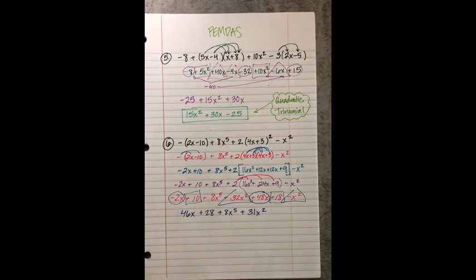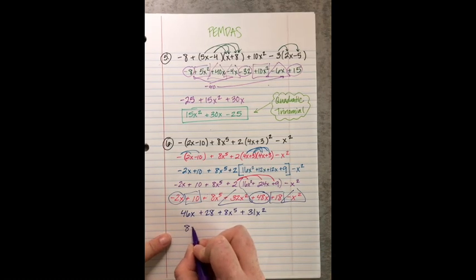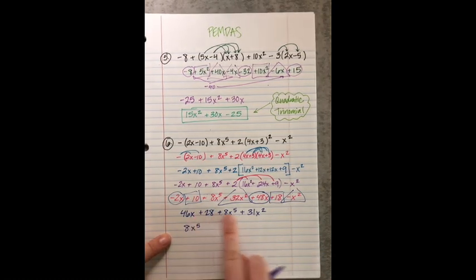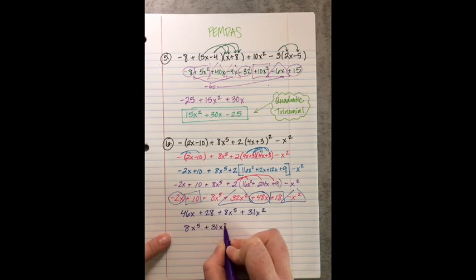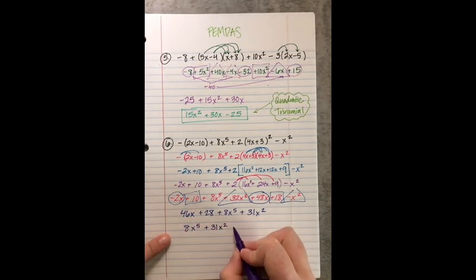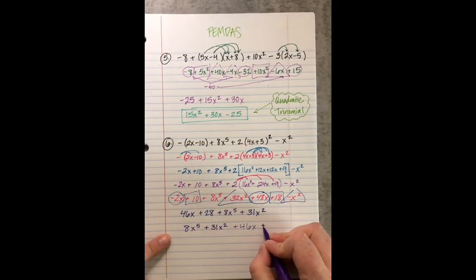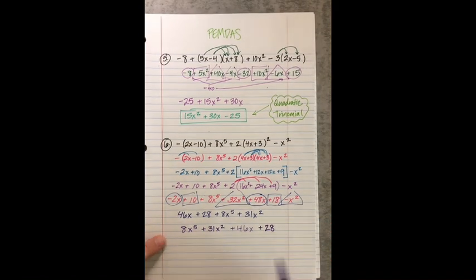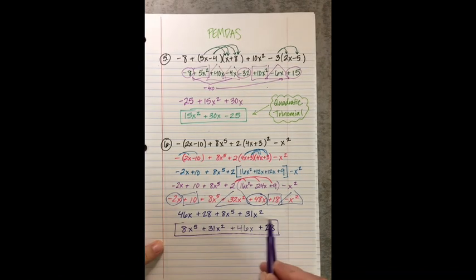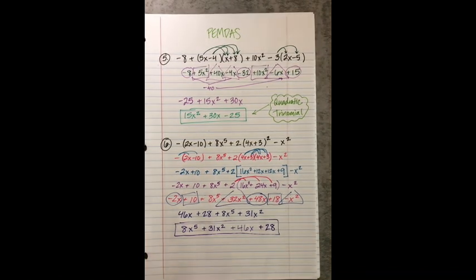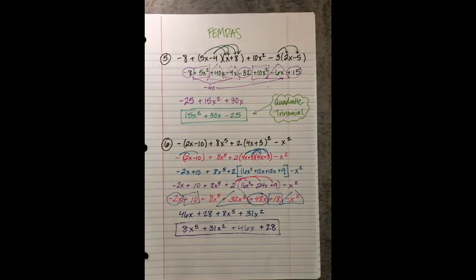Now you need to make sure it's in standard form. Highest degree is this 5 right there, so 8x to the fifth. Then we go to a degree of 2. Then we go to a degree of 1. And then we put our constant, which has a degree of 0, at the back. Final answer: 8x to the fifth plus 31x squared plus 46x plus 28.